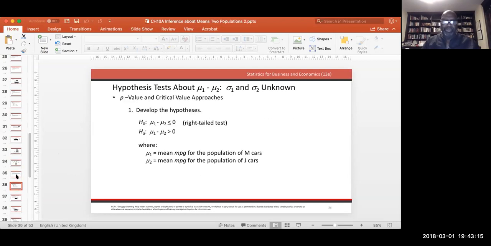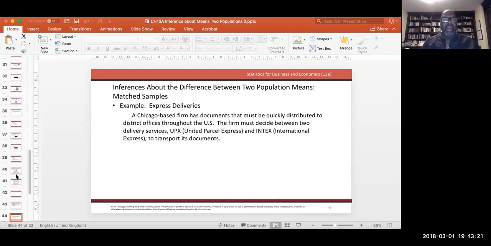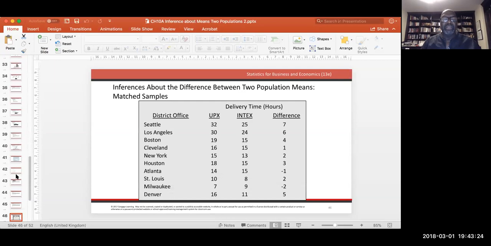And there are examples with that. So I wanted to do an example of each of those cases for you. Here's an example of matched pairs, where the inference is about the difference between two populations in matched pairs. So you have a district office and then delivery time in hours. I'm assuming that this must be a problem about a courier. So from Seattle, delivery time is 32 hours. If you use the company Intex, it's 25. So we're looking to see whether there's a difference between the delivery time for these two different companies. Seattle is common to both of them, so those two are a matched pair.